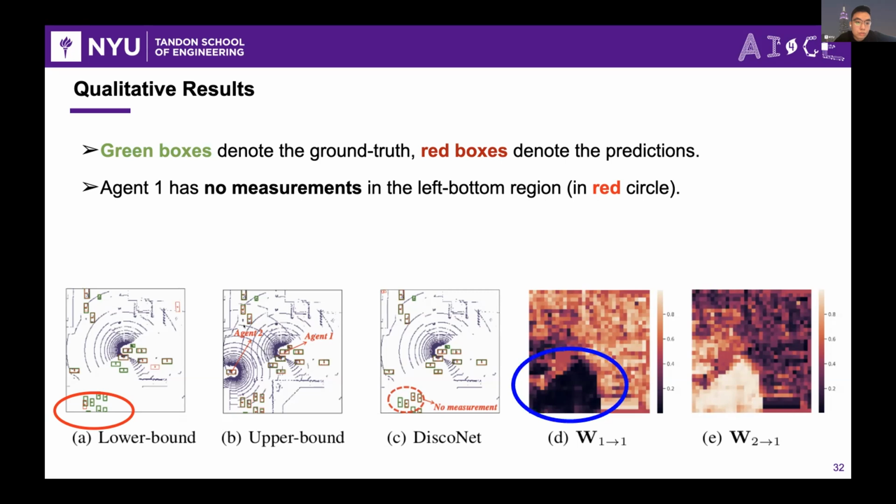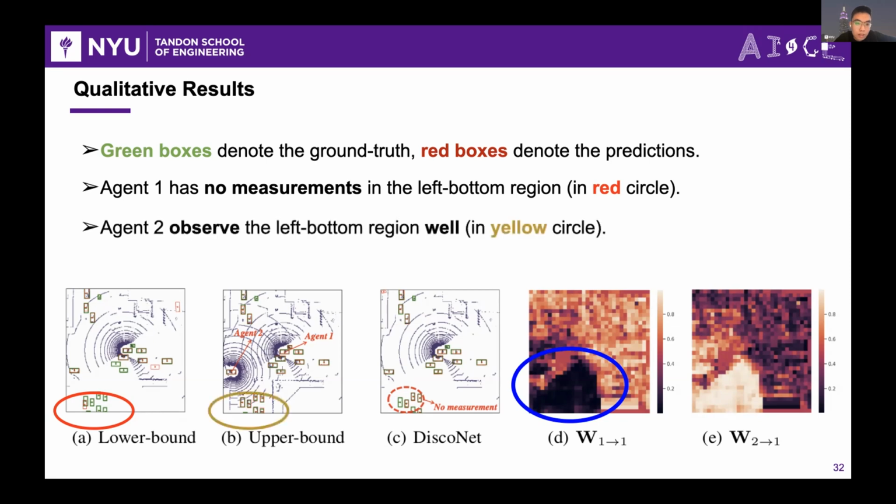However, agent 2 has a complementary view, so it can perceive this range well. So the edge weight from agent 2 to agent 1 can provide complementary information for agent 1. So agent 1 will highlight the informative range, which is the corresponding left bottom corner.